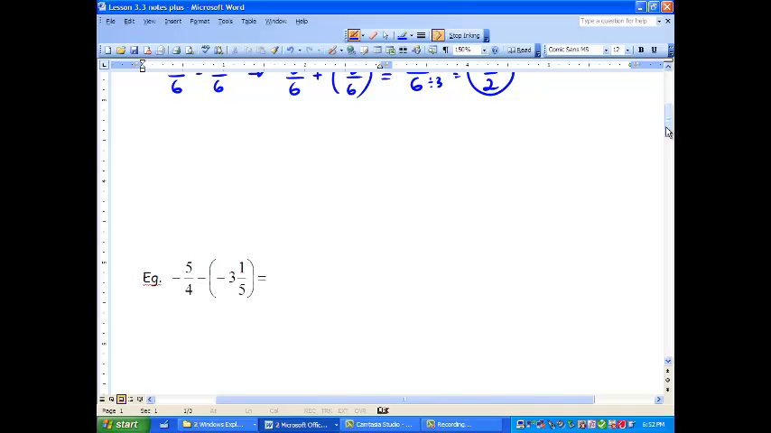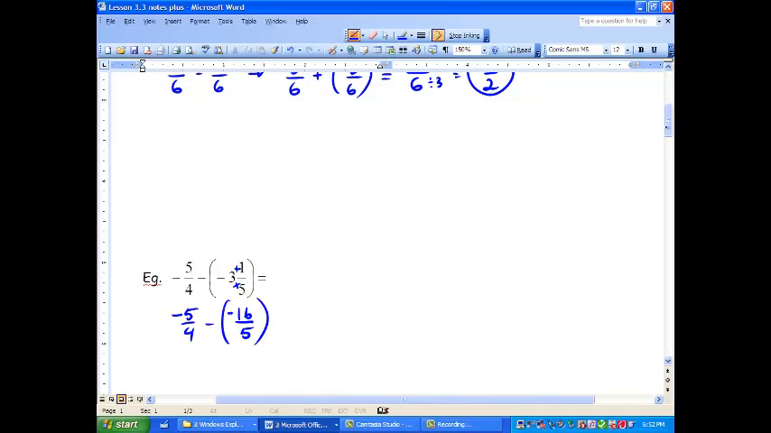We have -5/4 minus -3 1/5. Well, the first thing we need to do is get that mixed number into an improper fraction. So we've got -5/4 minus, and we're going to go 5 times 3 plus 1. So 5 times 3 is 15, plus 1 is 16/5. Now, we have to keep our negative in there.